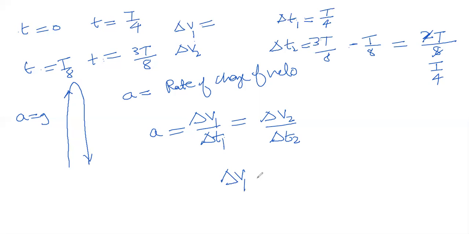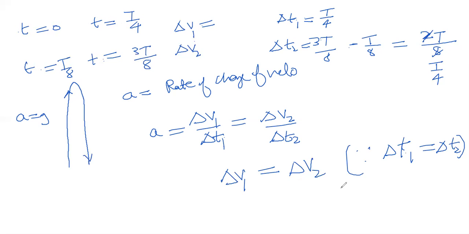So since these two are equal, that means the change in the velocities are also equal. Therefore, delta V1 will and must be equal to delta V2, since delta T1 is exactly equal to delta T2. Is it understood? Yes, sir. Since acceleration is the only constancy which we know here, let us go for the third one.